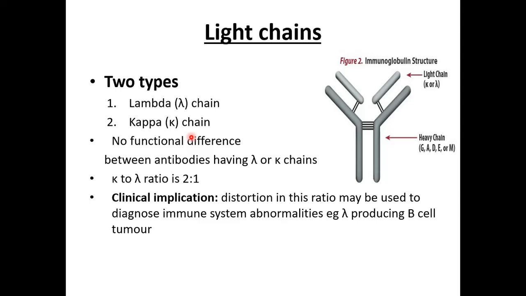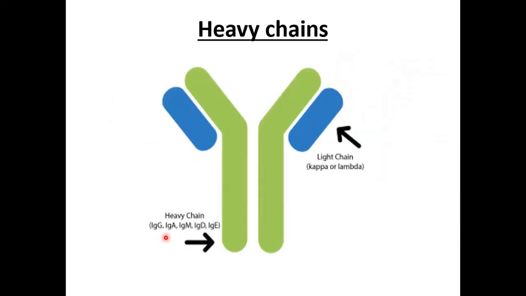But it is very important to note that each antibody molecule produced by a B cell will have either a kappa or a lambda chain, but never both. The clinical implication of these light chains lies in the fact that a distortion in the ratio between the kappa and lambda chains may be used to diagnose immune system abnormalities, for example, lambda producing B cell tumors.